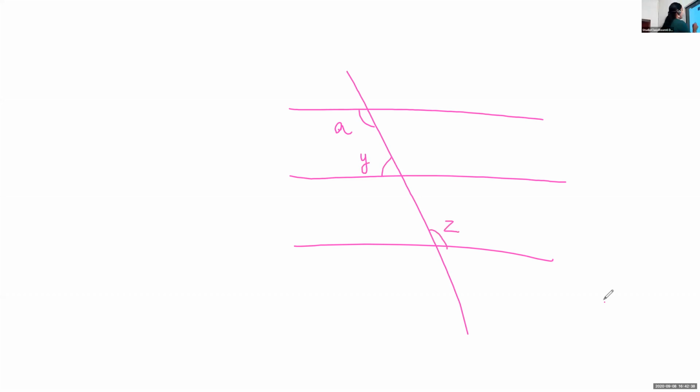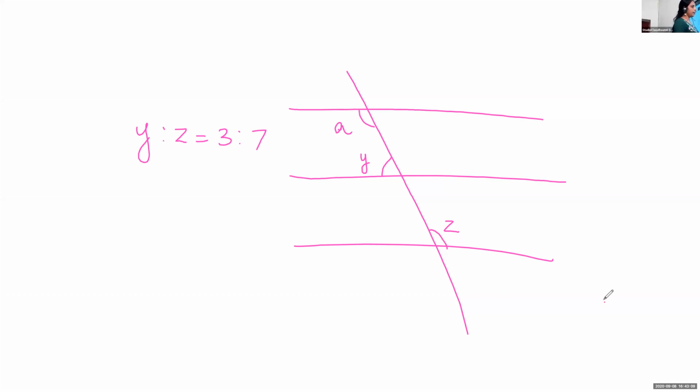And the ratio is given as Y is to Z, 3 is to 7. But there is no connection between this Y and Z. Did you understand? Yes, ma'am. There is no connection between Y and Z because those two angles are not corresponding angles, not alternate interior angles, not vertically opposite angles.